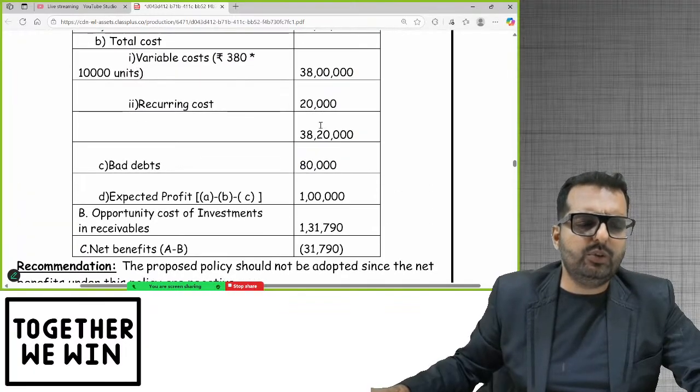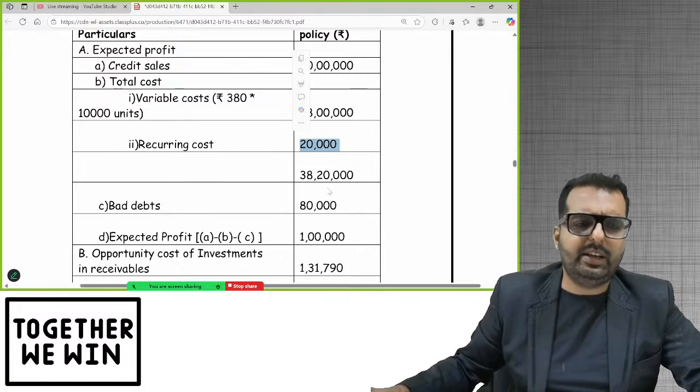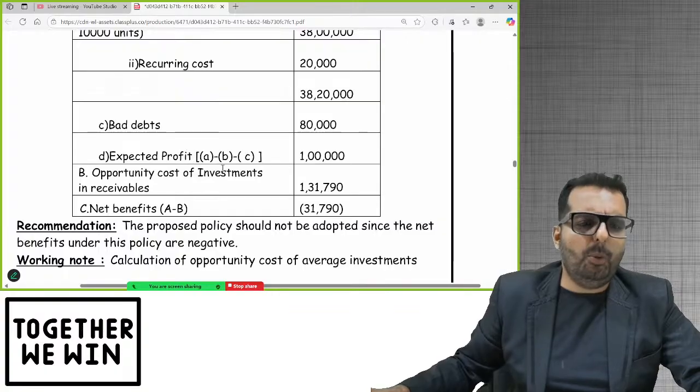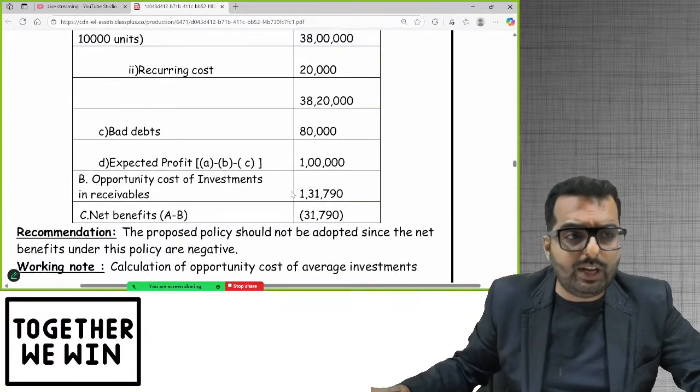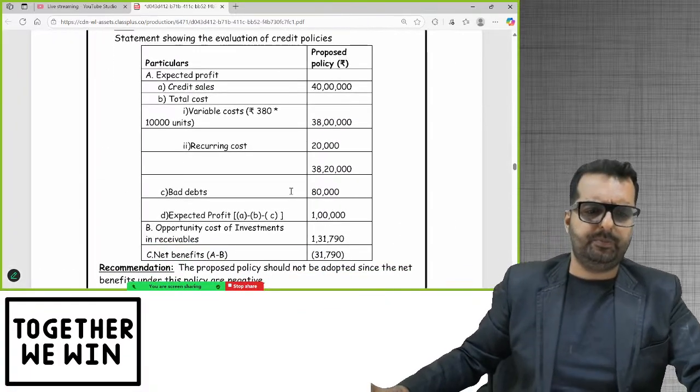So once you reduce this, you get your profit. 40 lakh, 38 lakh is 2 lakh, minus 20,000, minus 80,000, you make a profit of how much over here? 1 lakh. Opportunity cost, this is what we need to understand and do. We'll do that later. First, can you write down till here in your books, all of you?